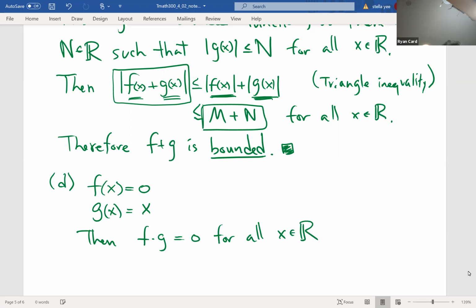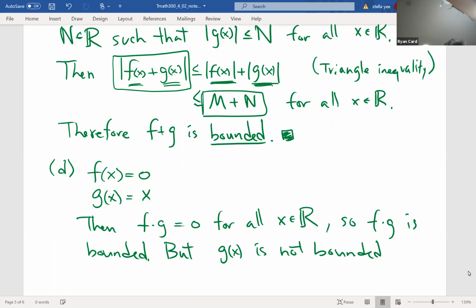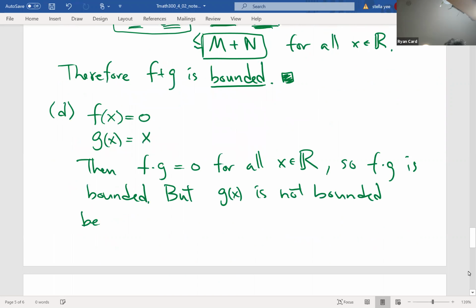So 0 works as the bound, right? So f times g is bounded, but the function g of x is not bounded because you could always plug in a larger number.